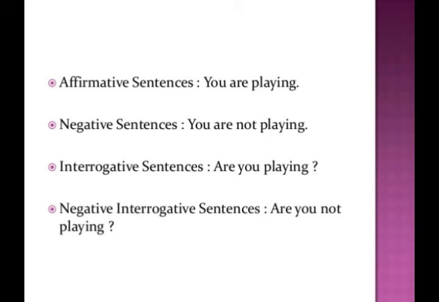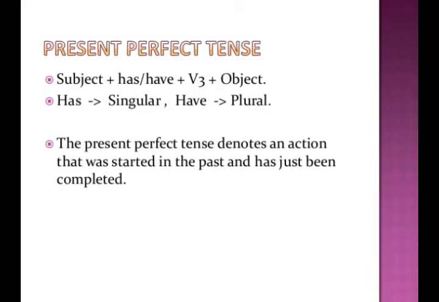Okay. Now come to the present perfect tense. It's subject plus has or have plus third form of verb plus object. Here the question is where to use the words has and have. So kids, has is used for singular while have is used for plural. The present perfect tense denotes an action that was started in the past and has just been completed.